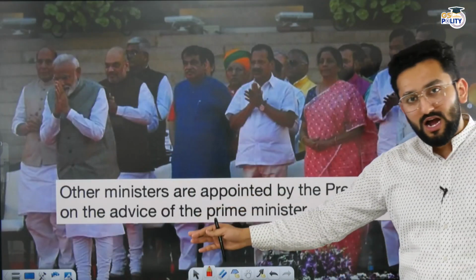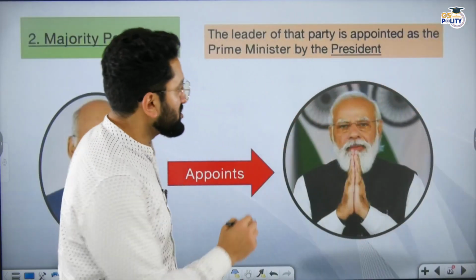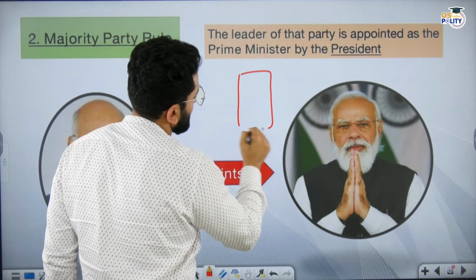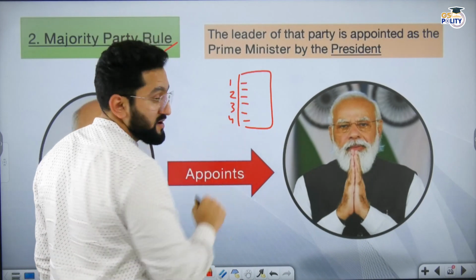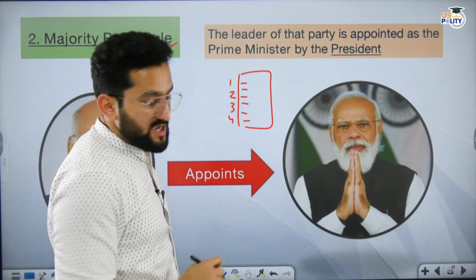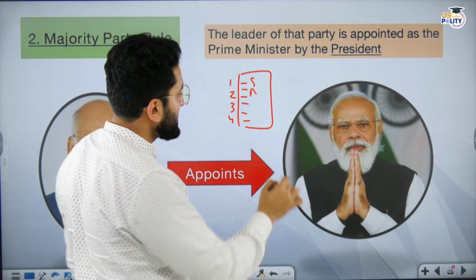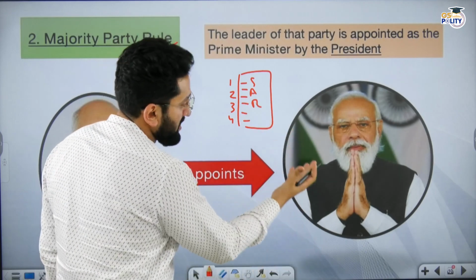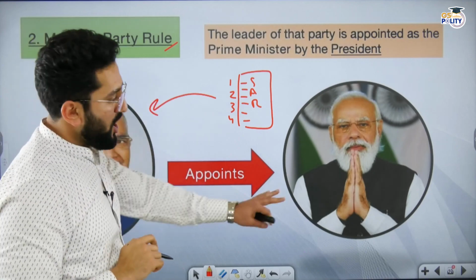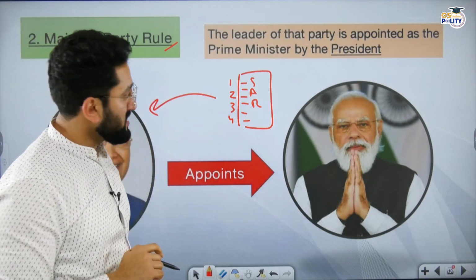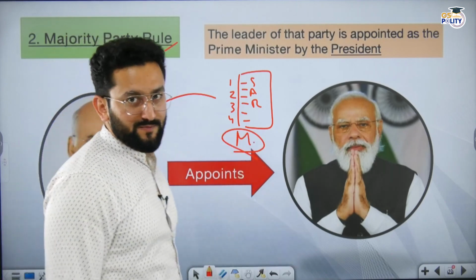Now other ministers, how are they going to be appointed? Modi ji is going to prepare a list: 1, 2, 3, 4. And in this list, he will say Satyendra, Raghavendra, Ravi. So Modi ji will present this list to the Honorable President, saying, sir, now I am going to be the Prime Minister and I want these people as my ministers.